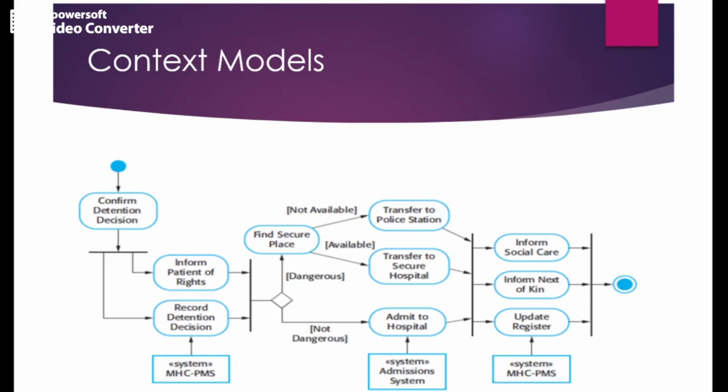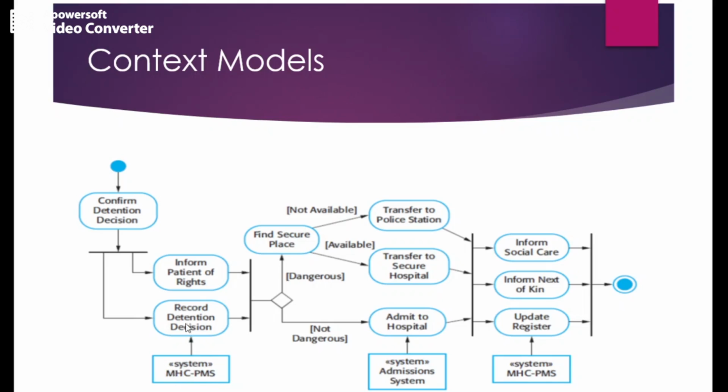So let us see this process model in detail. You can see this is the initial state. So you have to confirm the detention decision, deciding whether that patient has to be detained or not. Then you can see there is a solid bar, and it leads to two activities. One is to inform the patient of rights. There is some patient rights law also, so you have to inform them. And then record the detention decision. How can you record this? That is through this MHC-PMS system.